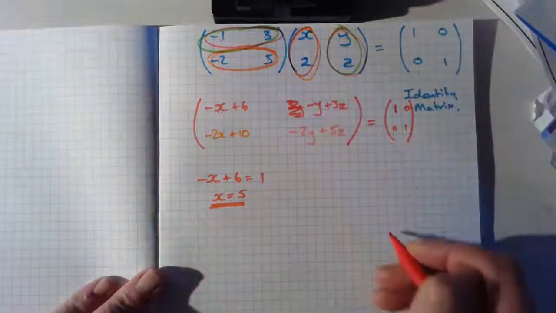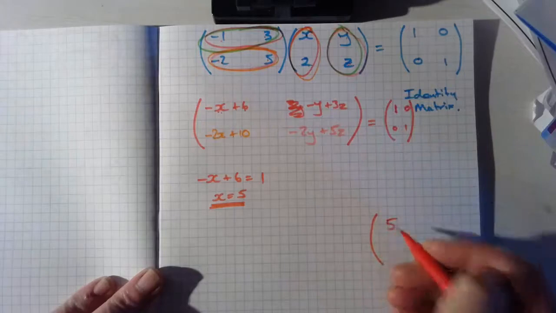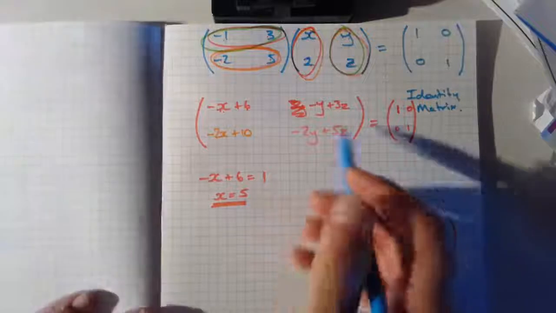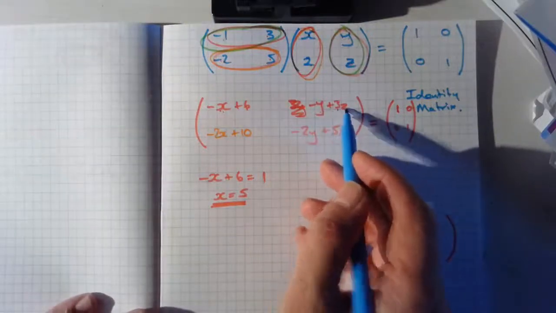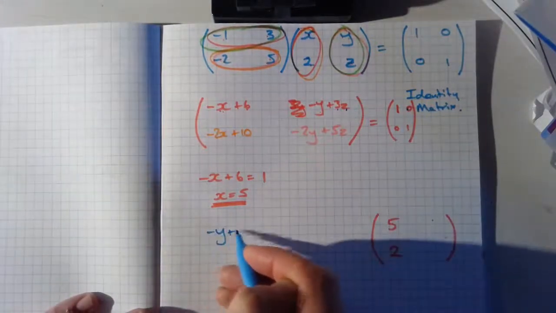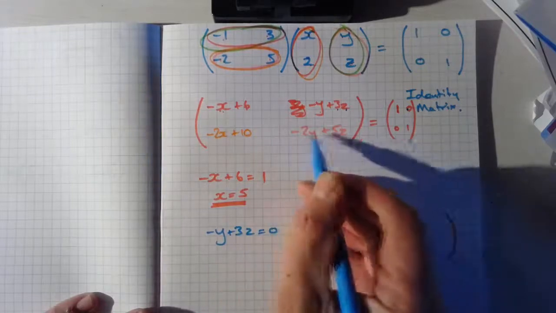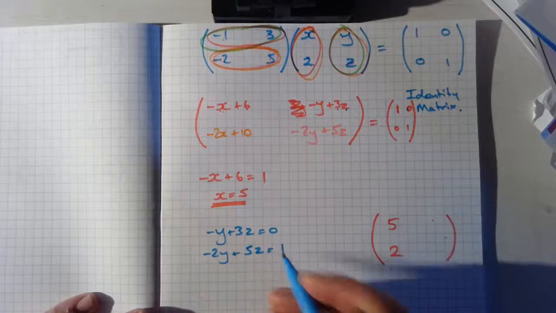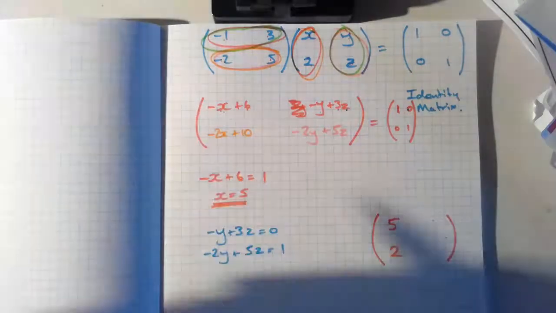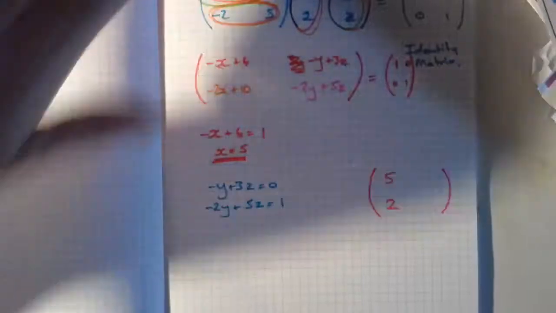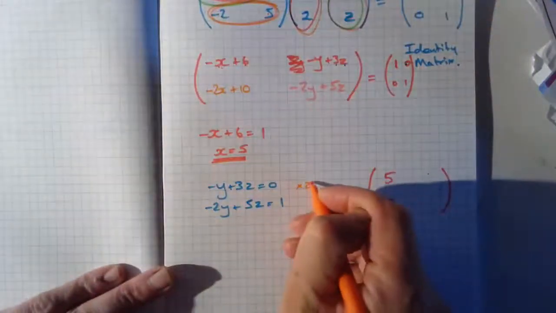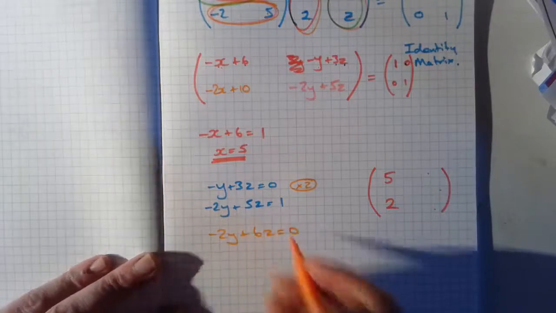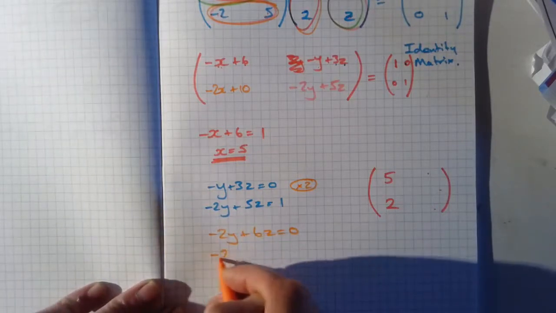So this new matrix, this matrix up here has now got 5 and a 2, and we've got to work out the y and the z. Now we can see here that we've got negative y plus 3z equals 0. And then we've got negative 2y plus 5z equals 1. And what we have now is simultaneous equations. So if I multiply this equation by 2, you will see that becomes negative 2y plus 6z equals 0.